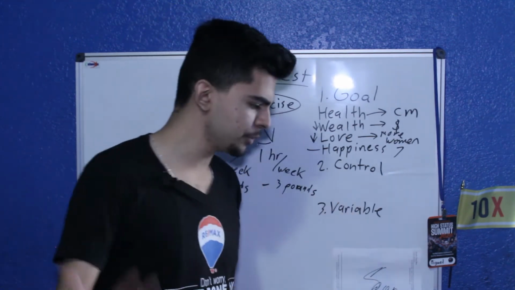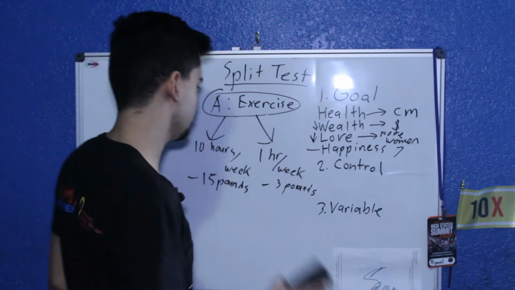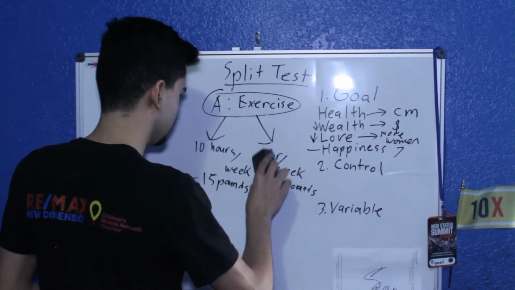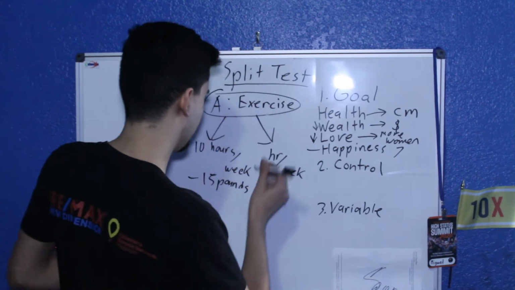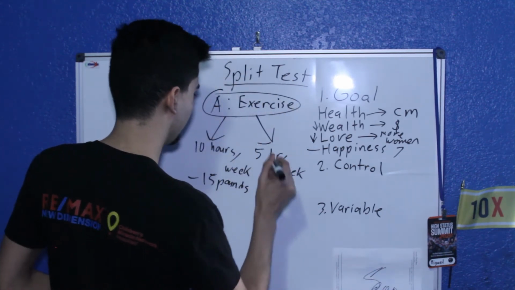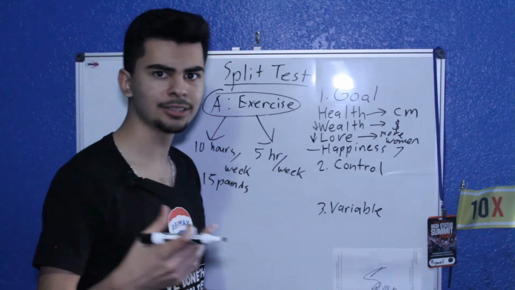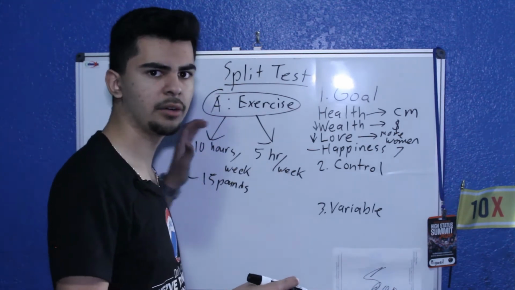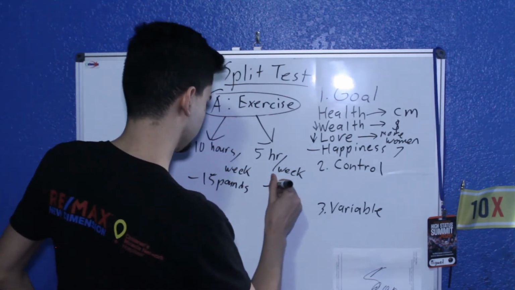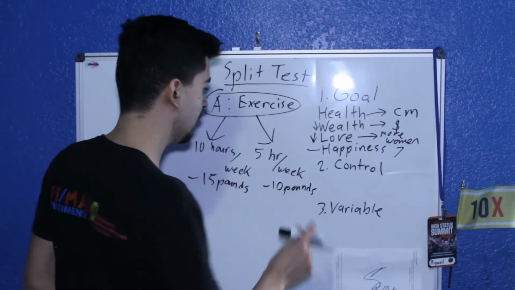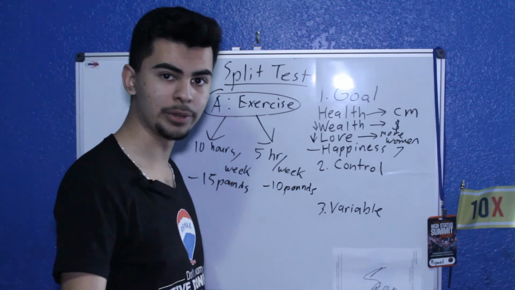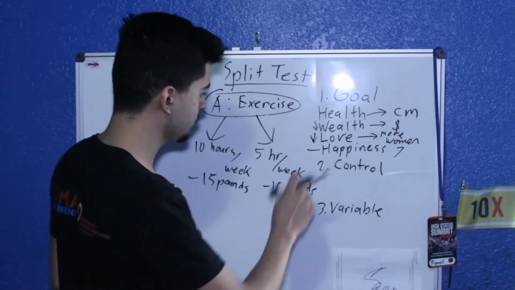So maybe after this, maybe 10 hours is a little bit too much, right? Maybe we want to try and see what 5 hours a week does for us. Let's cut it in half. And maybe you'll see that actually, you cut the time that you work out in half, and you're actually still losing 10 pounds, right? But now you have those other 5 hours in the week to devote more time to your friends and family.